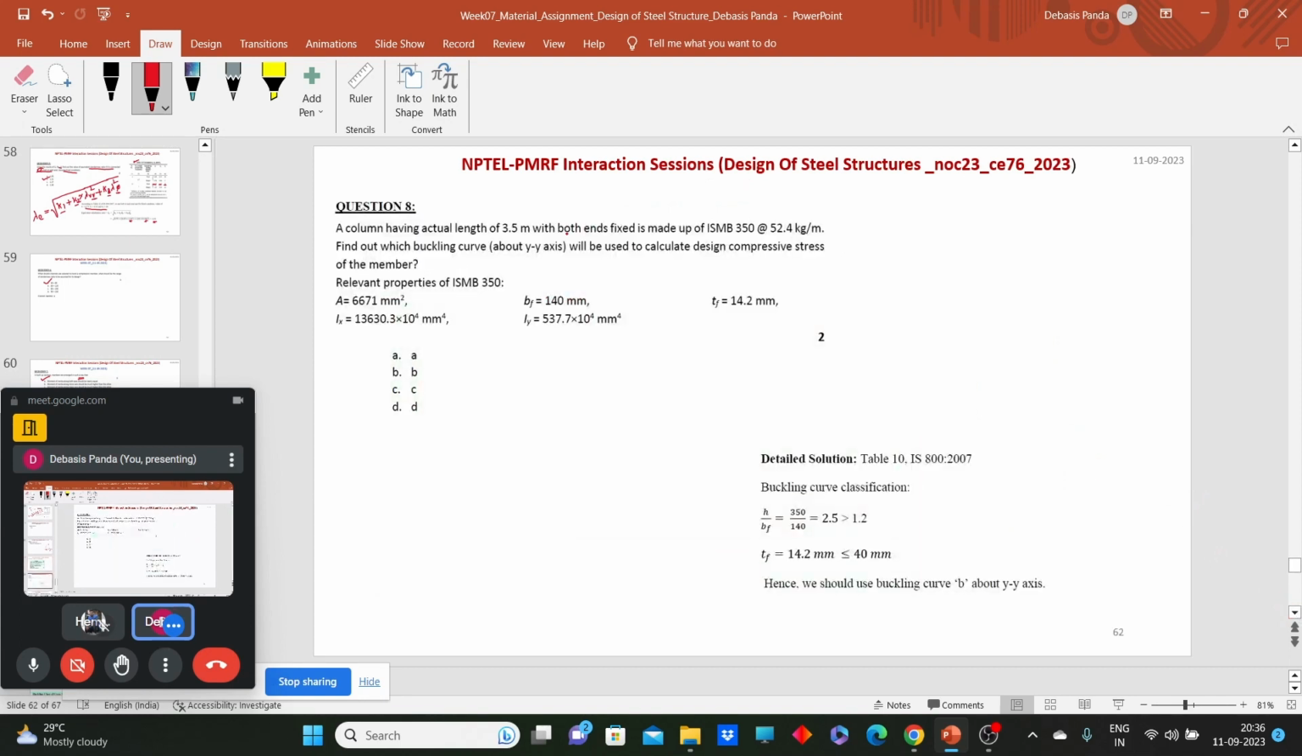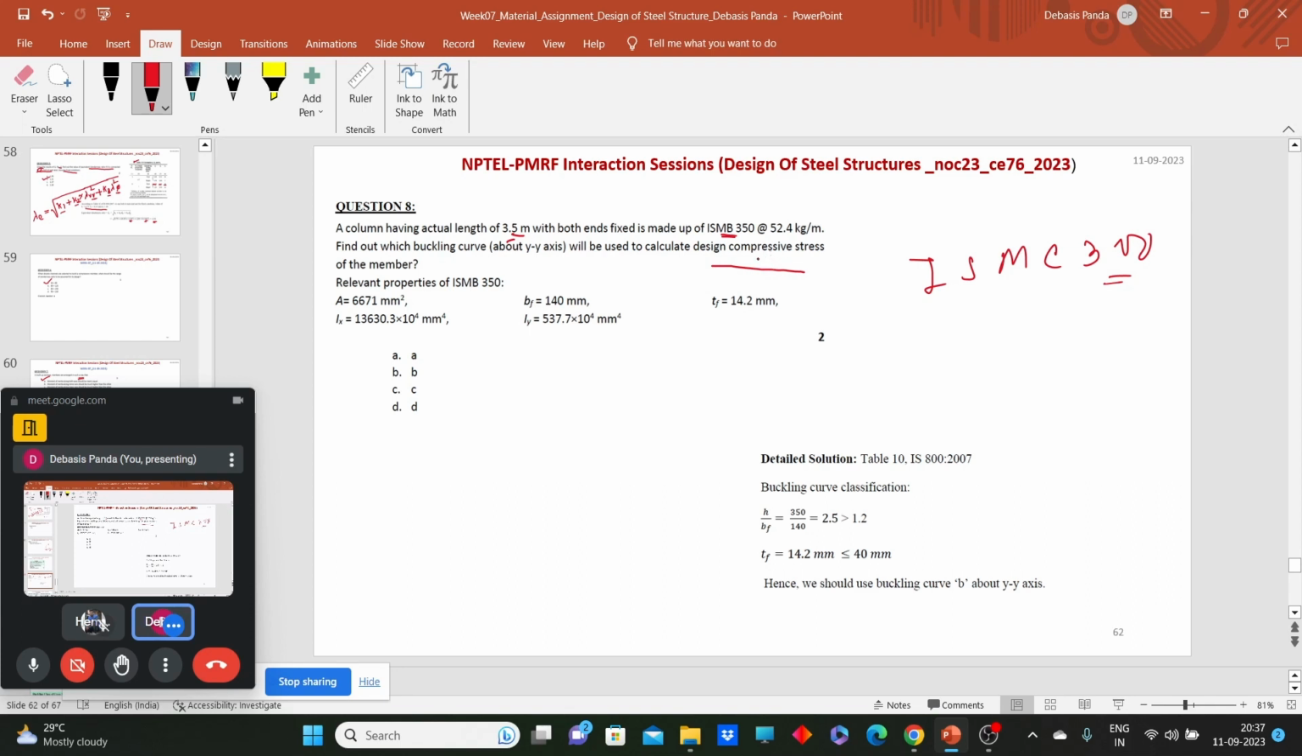Now question number 8. What does question number 8 say? A column having actual length 3.5 meter, both ends fixed, is made up of ISMB 300. So we have a column section of actual length 3.5 meter with fixed ends, and we have ISMC 300 as our channel section. Now find out which buckling curve we will use to calculate the design compressive strength.